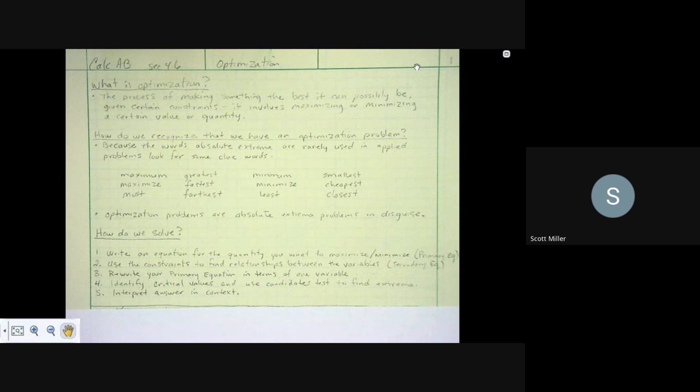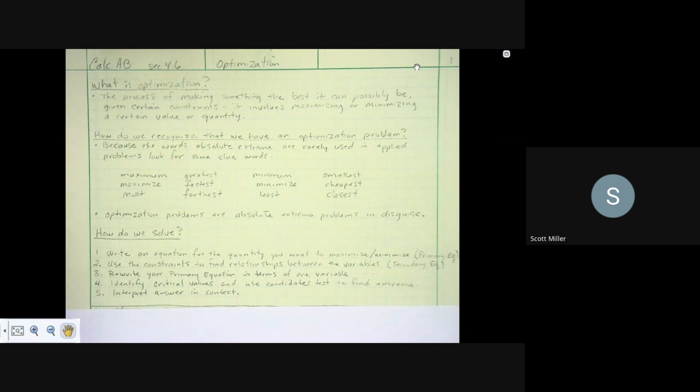How do we recognize that we have an optimization problem? Because the words absolute extrema are very rarely used in an applied problem, an application problem. We want to look for some clue words that might indicate that we're going to be doing this. Your obvious: maximize, minimize, most, greatest, fastest, farthest, smallest, cheapest, closest, things that reference in that fashion. Okay. Optimization problems are just absolute extreme problems in disguise.